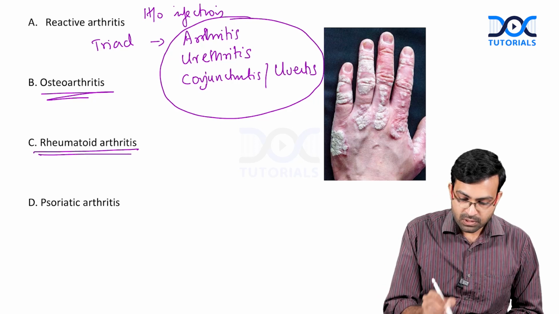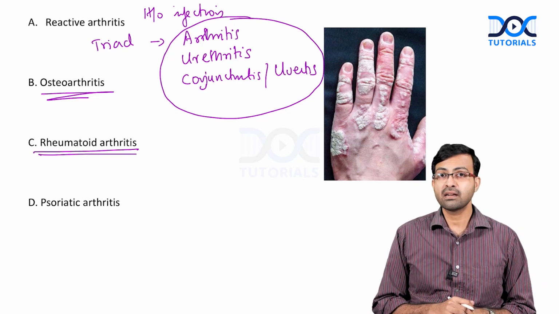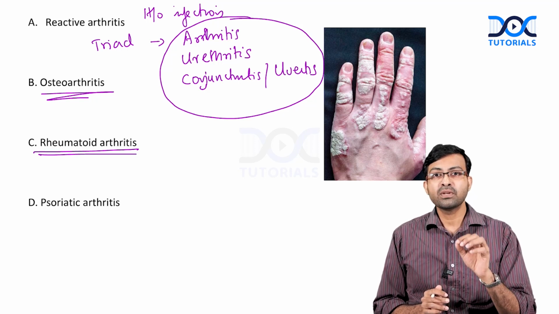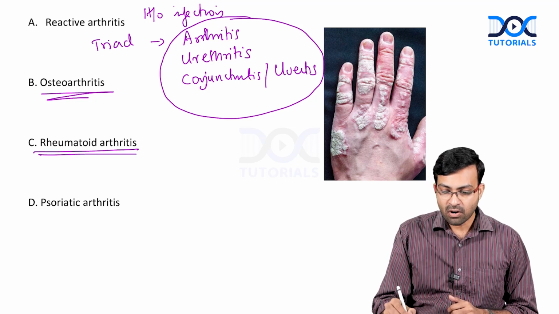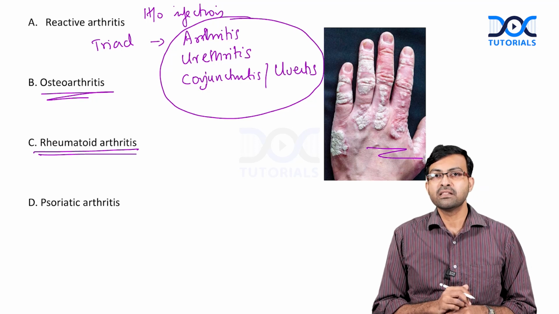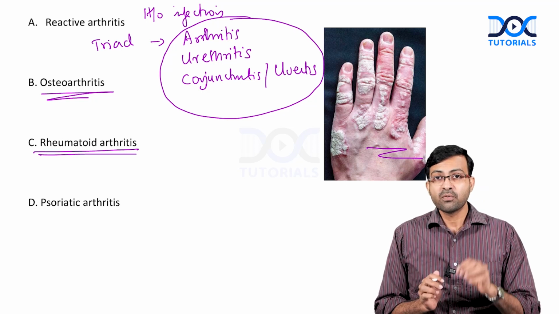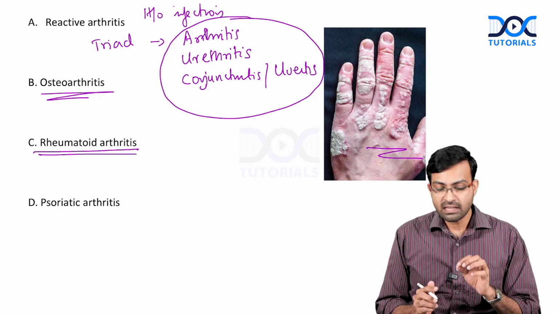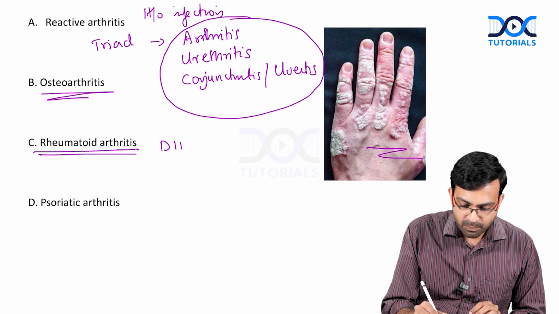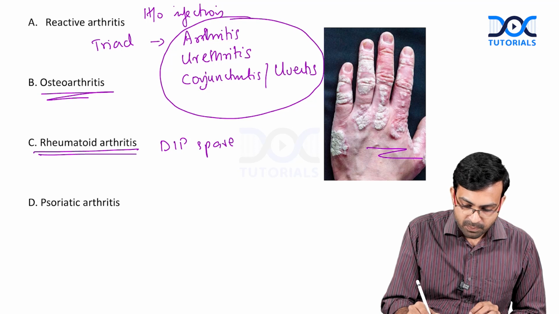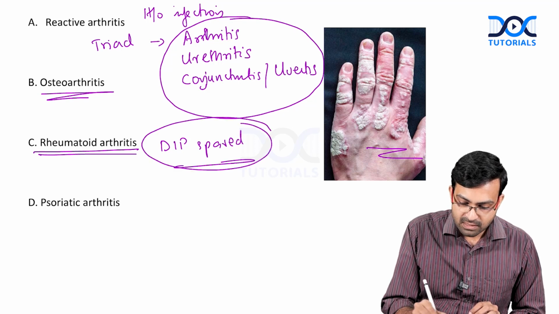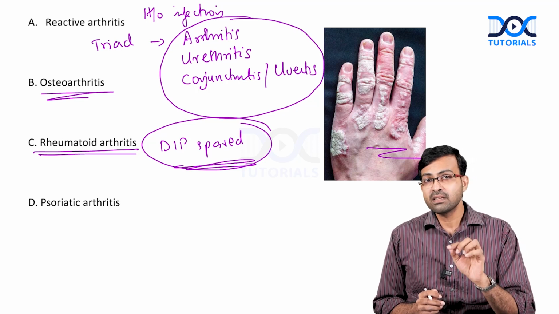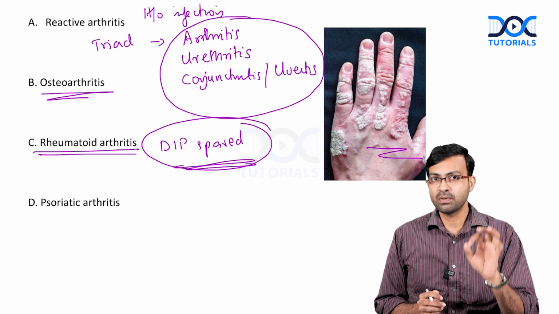Now, what about rheumatoid arthritis? Rheumatoid arthritis can cause skin lesions, but it is characteristically subcutaneous nodules and not superficial lesions, as you see in the picture here. One important point you have to note here is that the distal interphalangeal joint is classically spared. DIP is spared in rheumatoid arthritis. This is a very important concept that you need to know. DIP, if it is involved, it can never be rheumatoid arthritis.